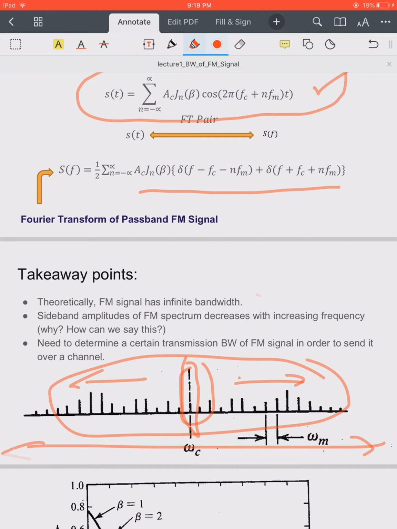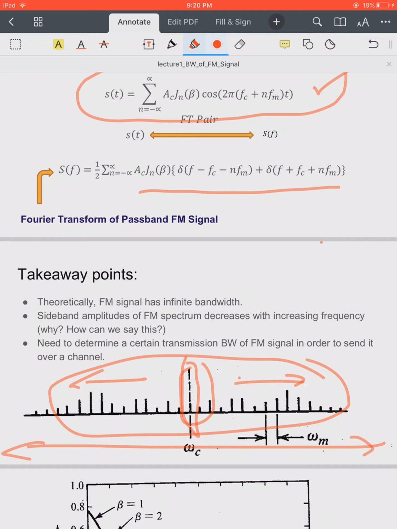Theoretically, it has infinite bandwidth. There's no doubt about this. So we'll approximate what would be the significant transmission bandwidth on which the signal energy will be located, that is, in what frequency range the maximum energy is located. So how to calculate that? One thing is that we have to look at the sideband amplitude of the FM spectrum.